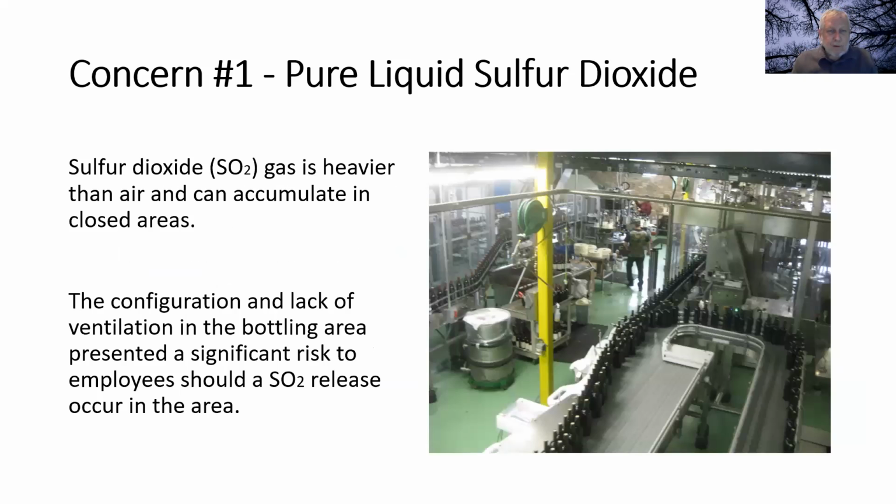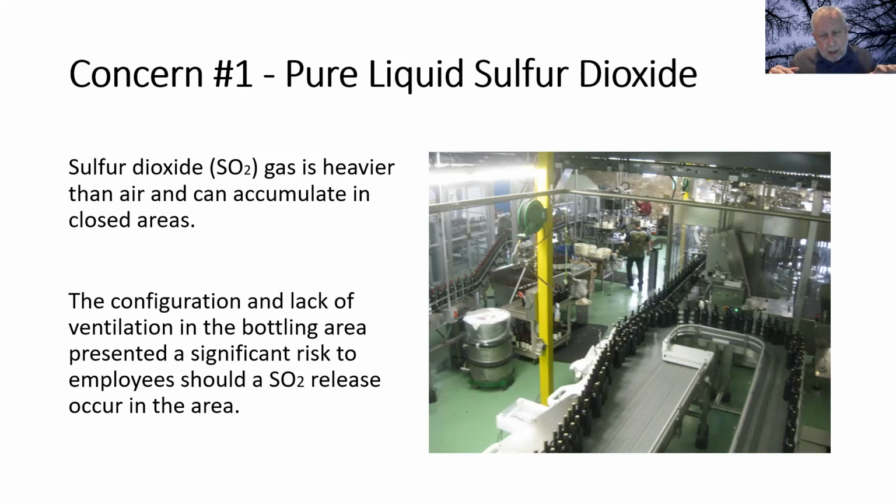Sulfur dioxide gas is heavier than air and can accumulate in closed areas. Whenever you're dealing with any kind of hazardous gas, one of the properties that you need to know is whether it's heavier than air or lighter than air. That'll give you an idea of what's going to happen to it if it is dispersed.